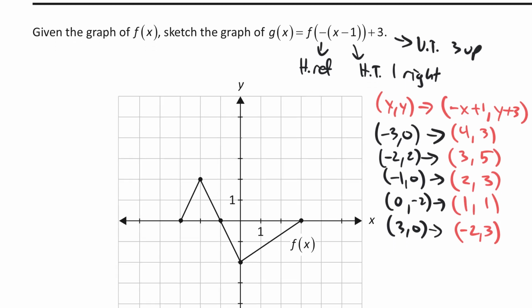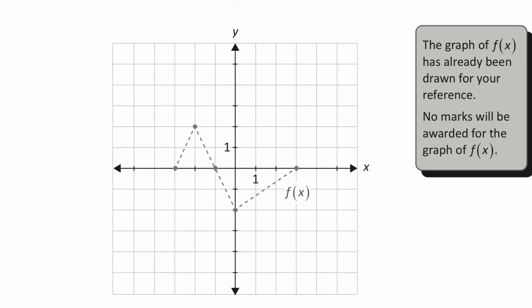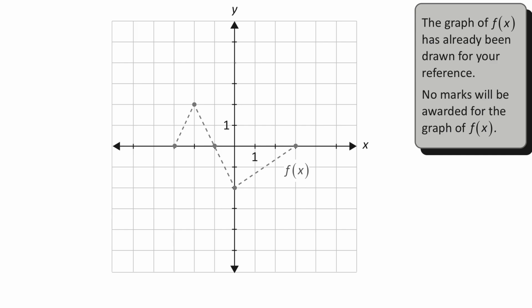So now we can go ahead and take a look. We have our nice blank graph for us to draw, and they've provided the other graph just for reference. But we have all our points. We can go -2 and 3. We've got another point here at 1 and 1. We've got 2 and 3.